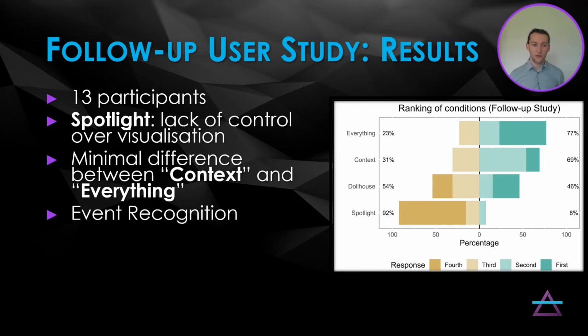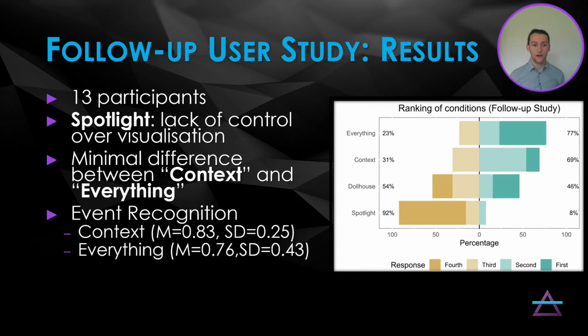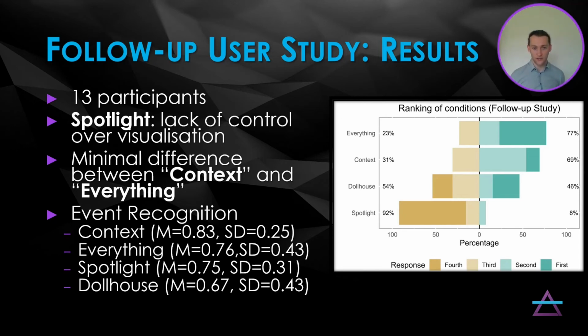We analyzed event recognition in the same way as in the first study. This time there also was no significant difference, with context scoring the highest, followed by everything and Spotlight, with Dollhouse again scoring the lowest.